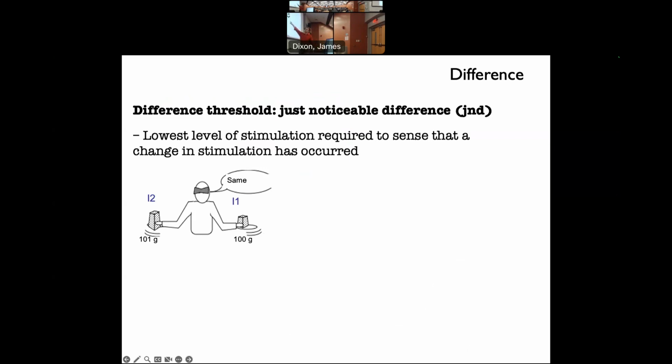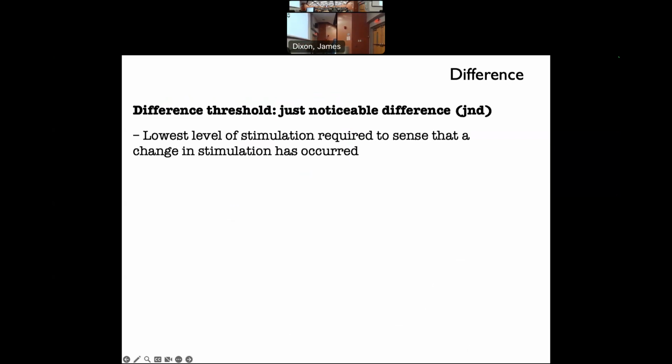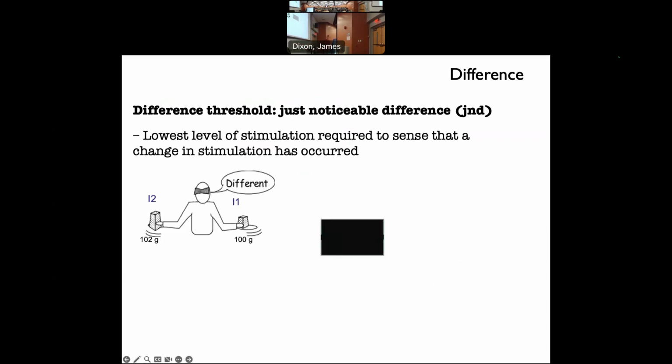So in this example, I have 101 grams in my right hand and 100 grams in my left hand. Okay, so a 1 gram difference. So that is a possibility, right? And that is very close to the JND, but just underneath it. Now I do it again, and it's now 102 grams versus 100 grams, and that is just over the just noticeable difference. If that were the situation, now I would say, oh, they're different. Right, generally how this rolls.